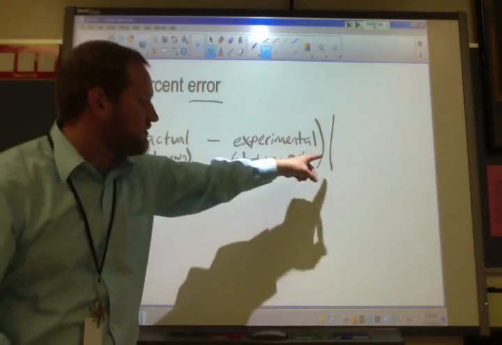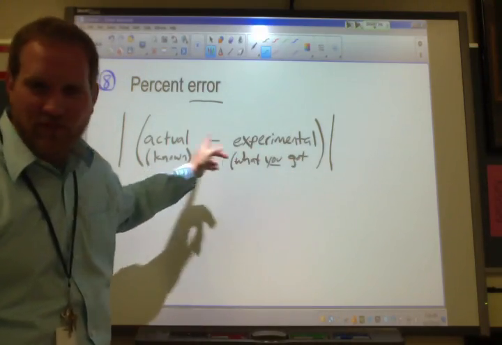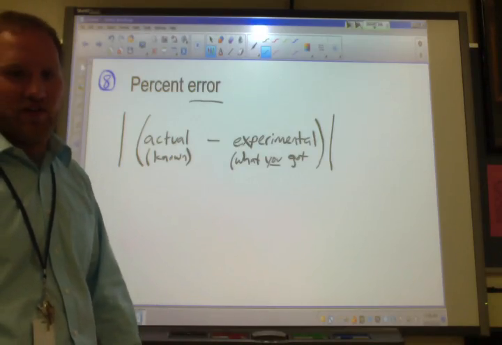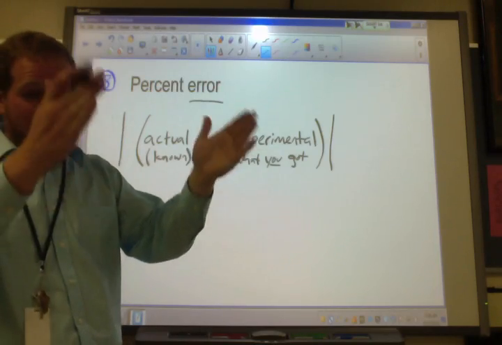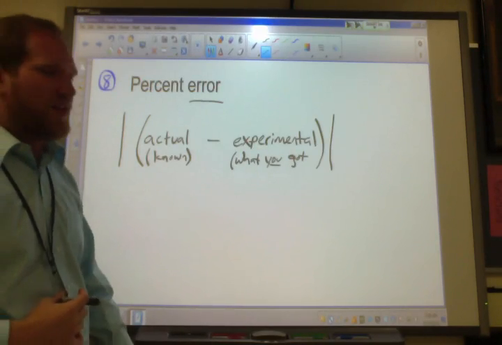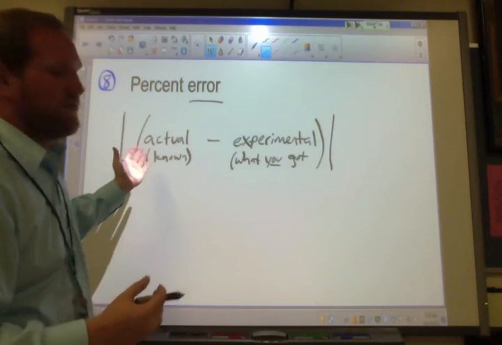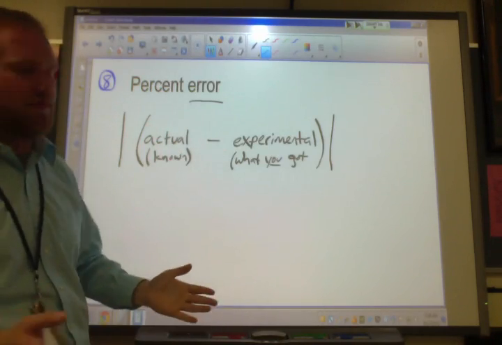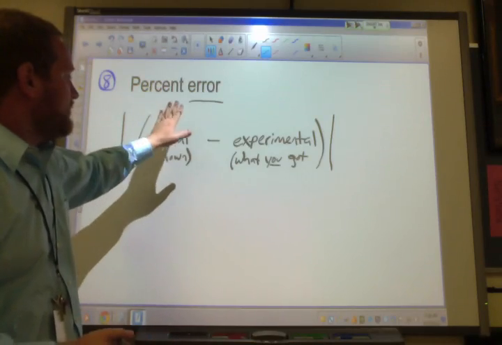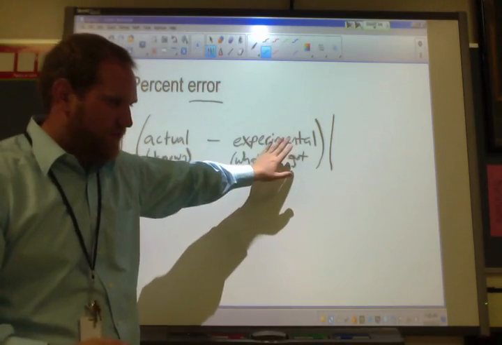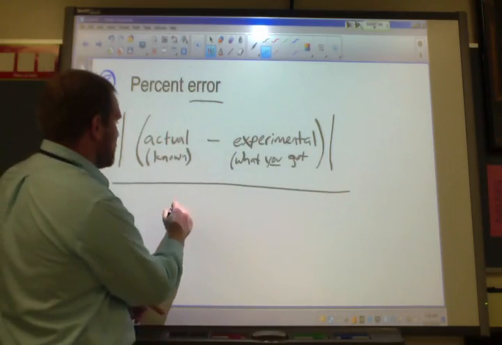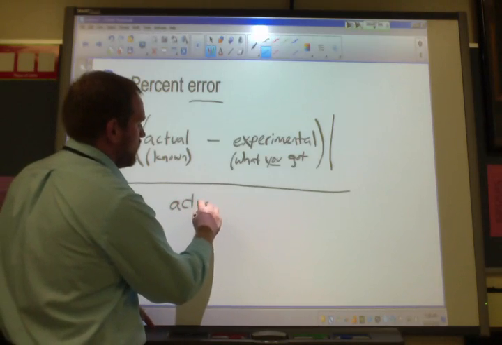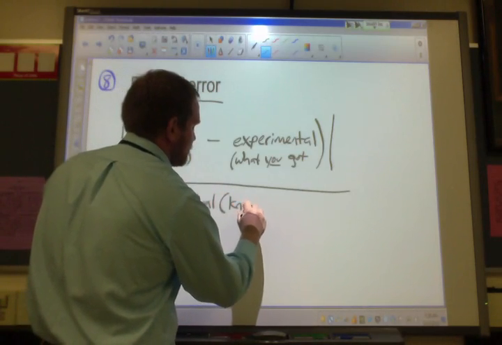And since it's an absolute value, it doesn't actually matter which one of these you subtract from the other. If you put this over here and that over there, as long as you apply the absolute value, you'll still get the same answer. So that's why I sometimes flip-flop these, because it really doesn't matter. It's the true value minus the experimental value, but you have to divide it by, and this one has to be correct, the actual value, or known value.